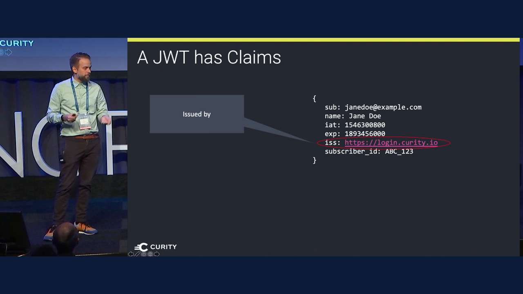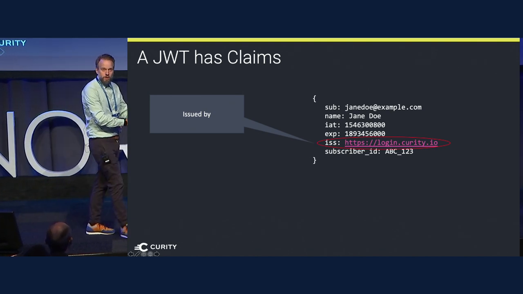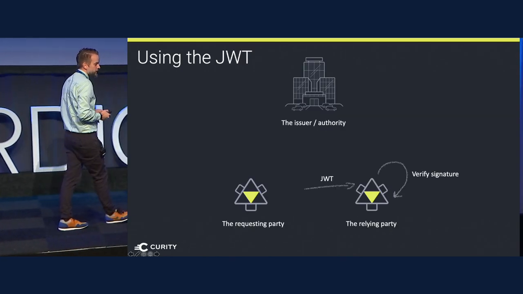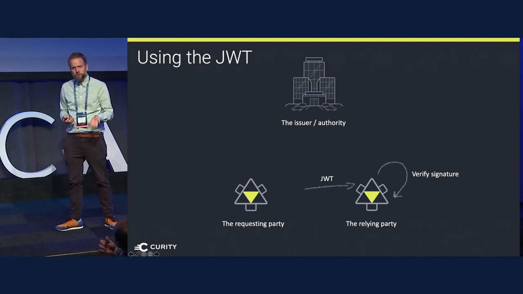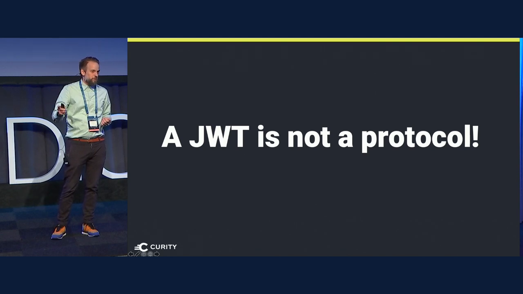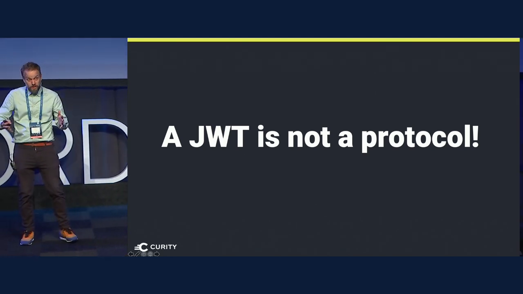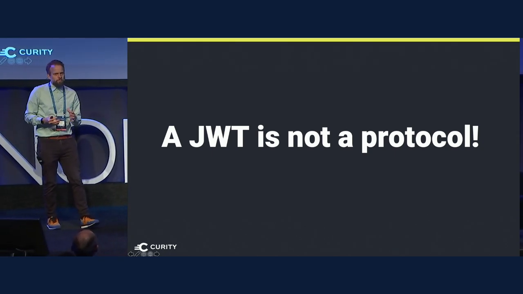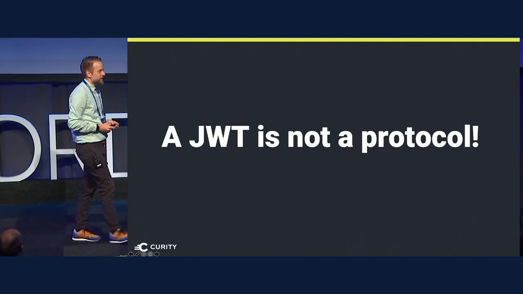So if you have the key from login.curity.io, you can verify that this came from them. And if you trust them, it's good to go. The data is here. So instead of just sending any arbitrary signed document, you send a jot. But a jot is not a protocol. I don't know how many discussions I've had at this conference and others where you hear that, yeah, we went with the jot. It's a great solution.